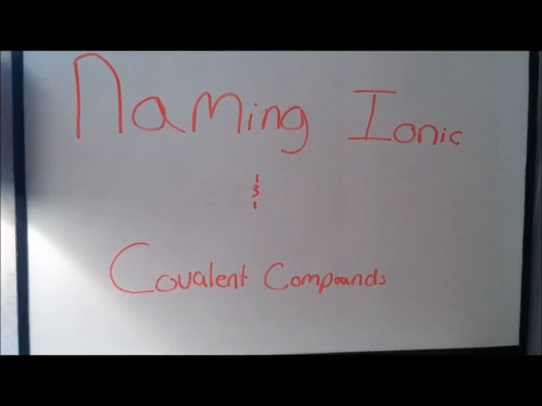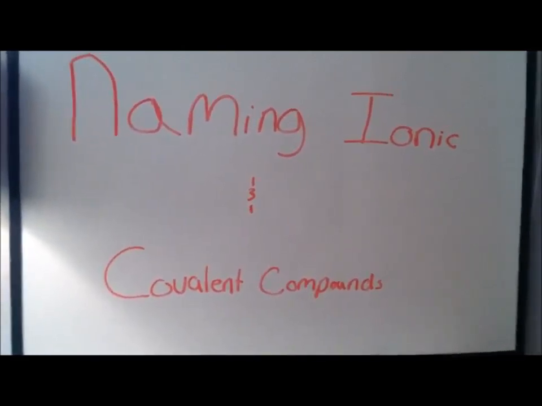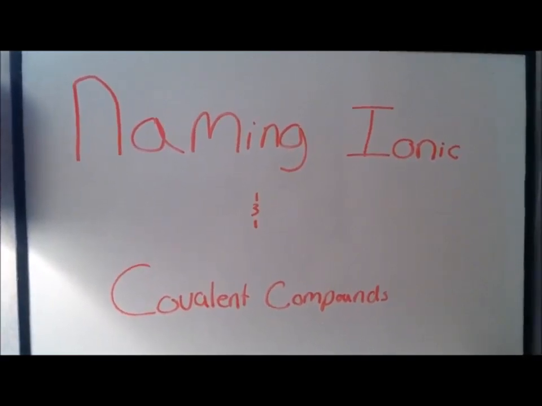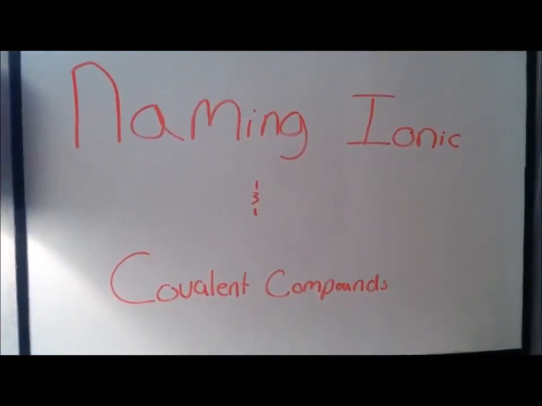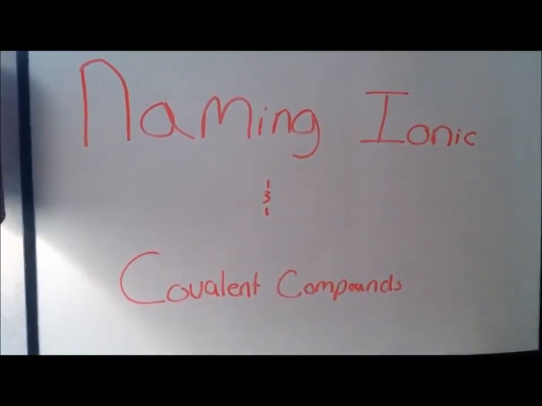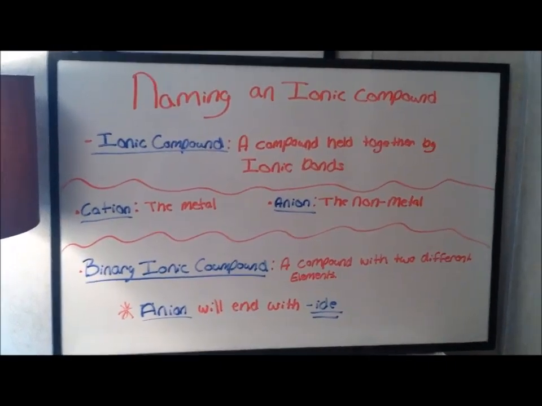Now that we know the different characteristics of ionic and covalent compounds, we can move on and learn how to name them. Please take notes and pay attention, for there will be a quiz at the end of this video.